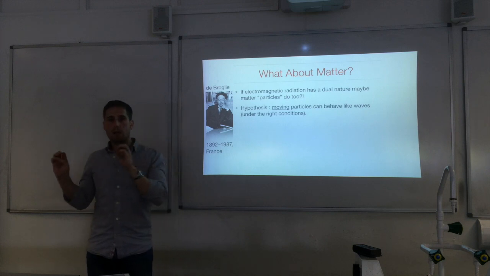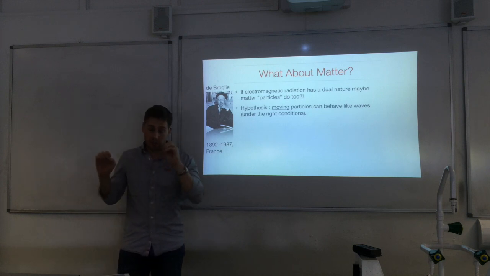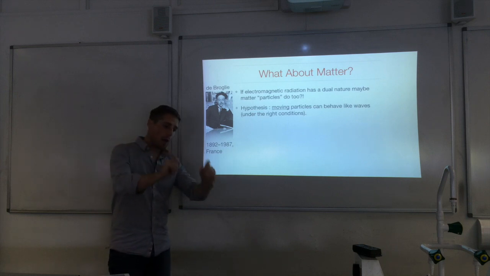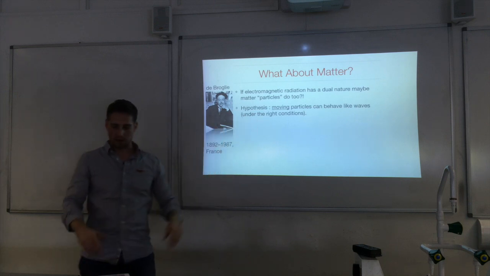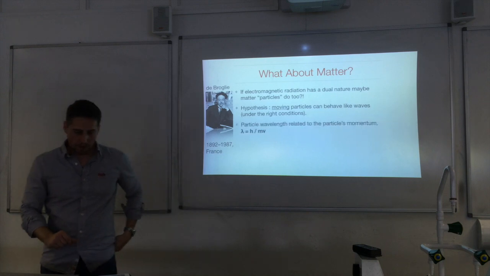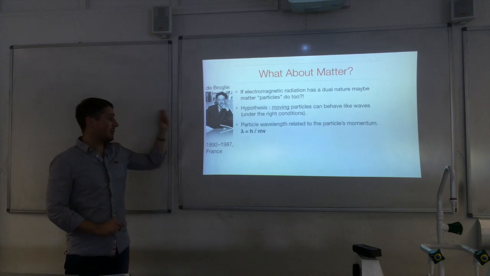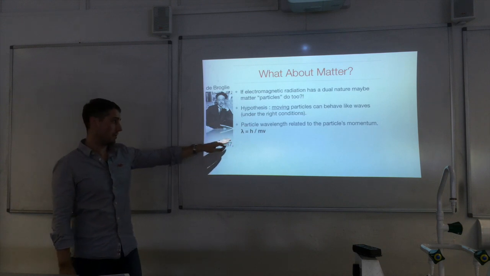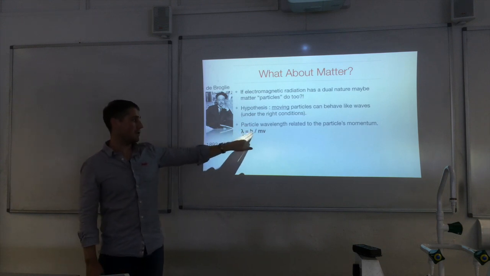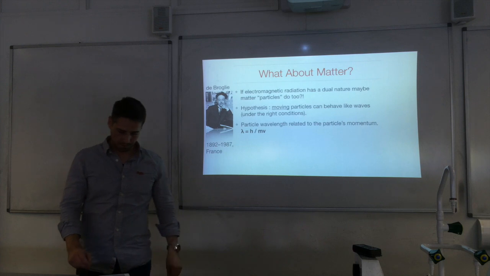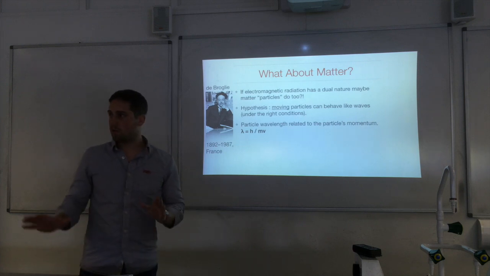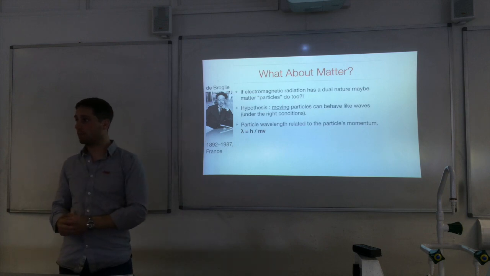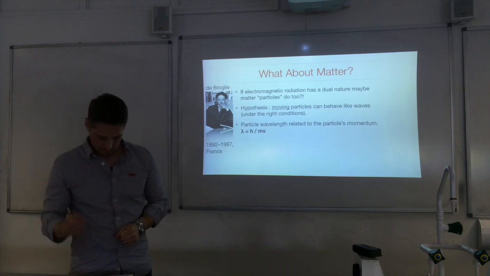And also, they can only behave like waves if the conditions are right. Just like electromagnetic radiation, it can only behave like particles if the conditions are right, and it can only behave like waves if the conditions are right. Particle wavelength is related to the particle's momentum according to this equation. That's what Louis de Broglie hypothesized. The wavelength is equal to h divided by the momentum. So if a particle is stationary, then it can't have a wavelength associated with that. Okay?